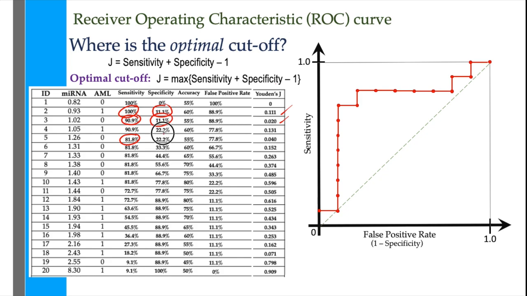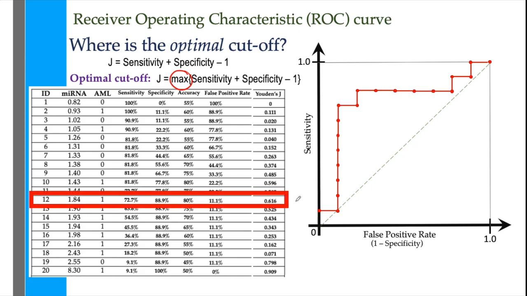0.818 plus 0.222 minus 1, that is 0.04. Now, the optimal cutoff is the one with the highest value of J. And in that case, that is this one, which is 1.84. So we can say here that greater than or equal to 1.84 of miRNA-223 is the optimal cutoff in identification of AML.